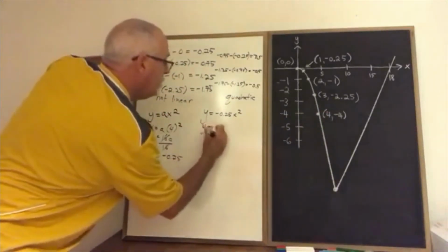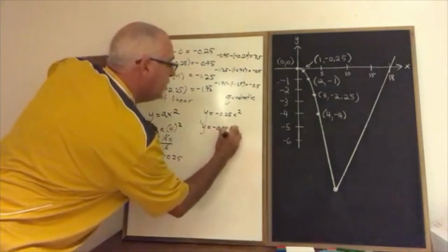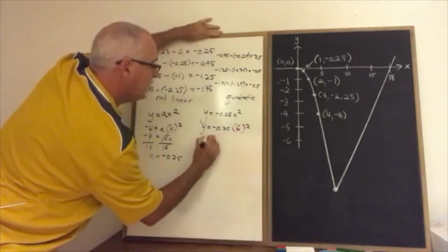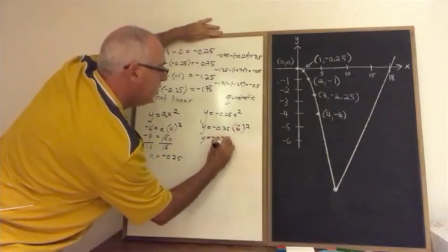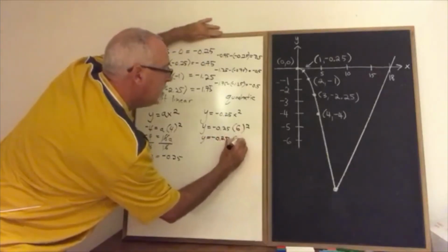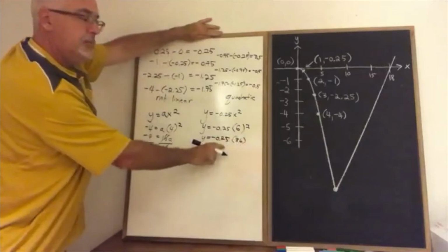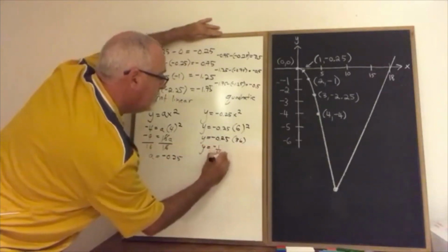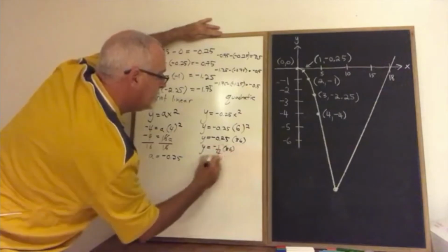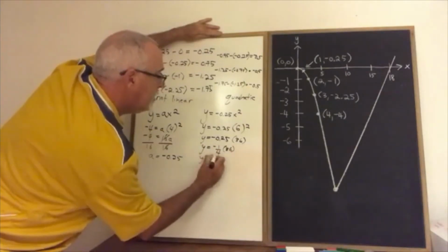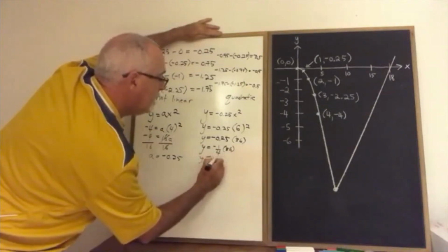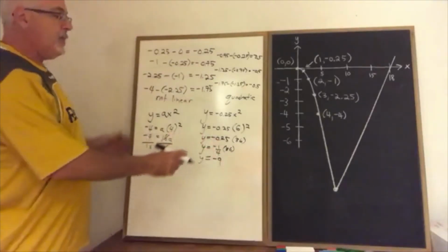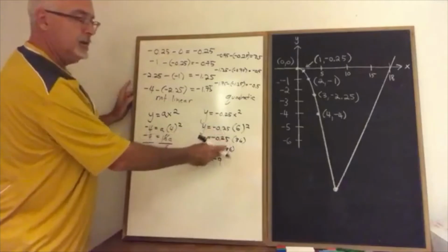Y is going to be equal to negative 0.25 times 6 squared. 6 squared, of course, is 36. Now this would be easier if this was in a fraction. Y equals negative 1/4 times 36. I can see easily y is going to be equal to negative 9. Now, of course, if you use your calculator, or if you're comfortable with decimals, you can still get this answer.